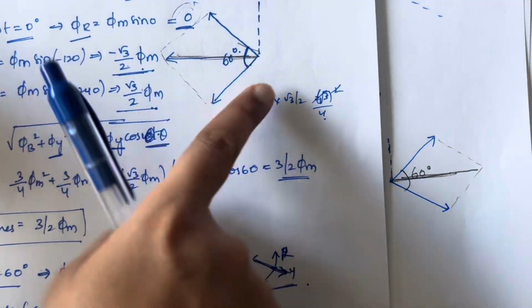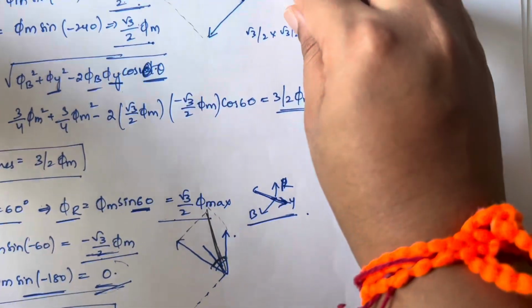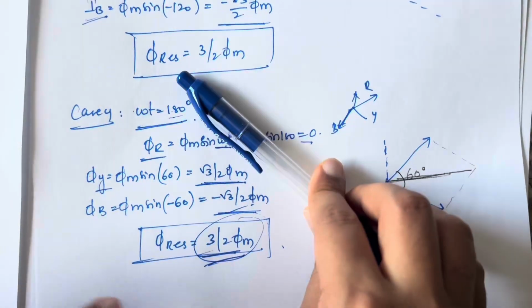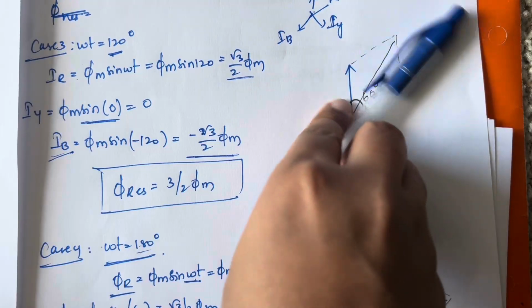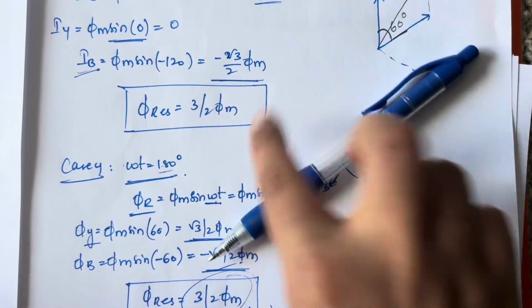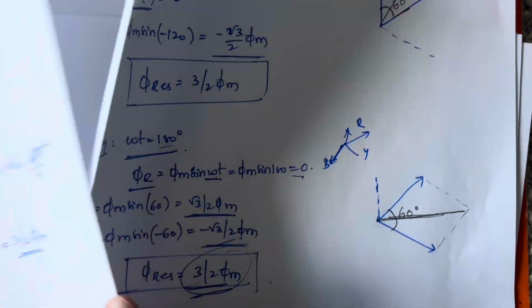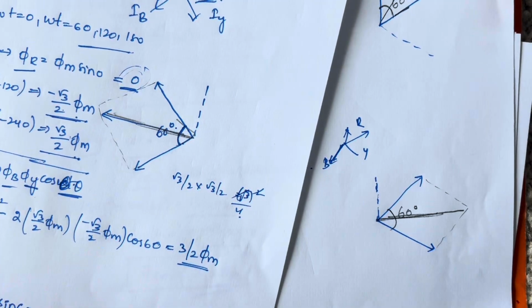Why? Because from here it became like this here, and from like this it became here, so it will be continuously rotating in this manner. Okay, this is how a rotating magnetic field will be generated.